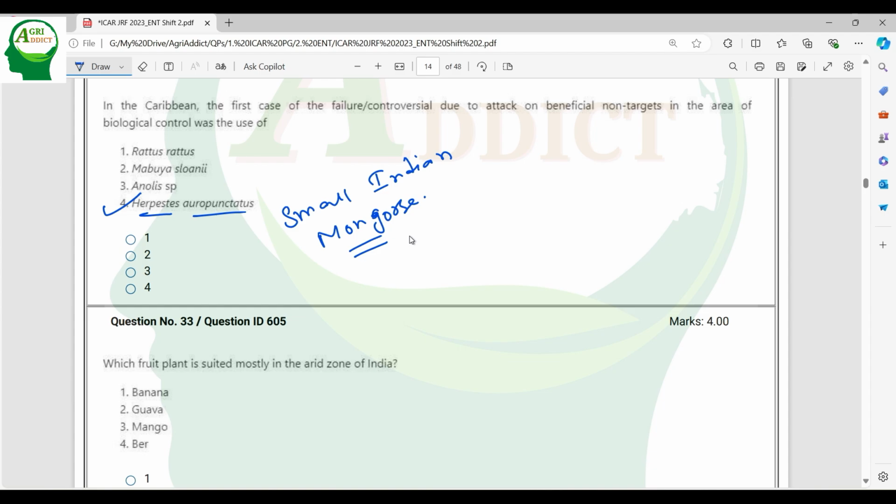It mainly transmits several zoonotic diseases, mainly from India or from Iran. These mongooses were first brought into the Caribbean islands, and there it became a very big menace. They became pests in the field area. They attacked the beneficial non-target insects in the area of biological control, and they also transmit some zoonotic disease. This Herpestes auropunctatus, the small Indian mongoose.